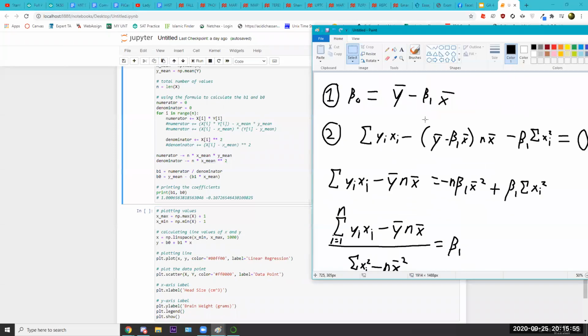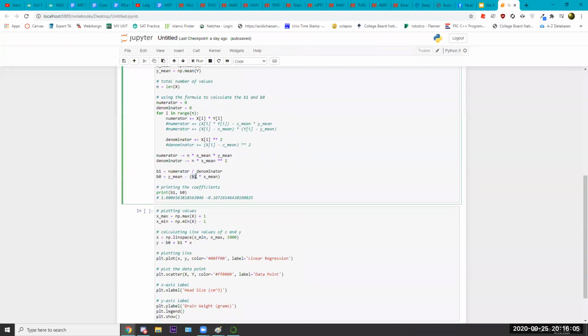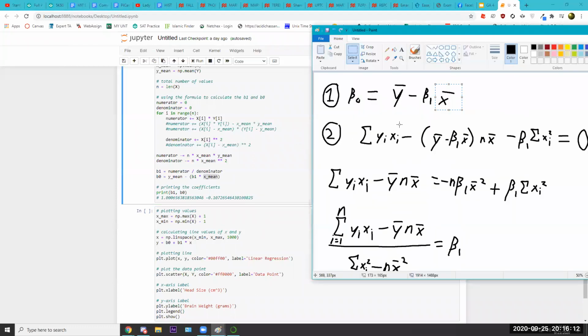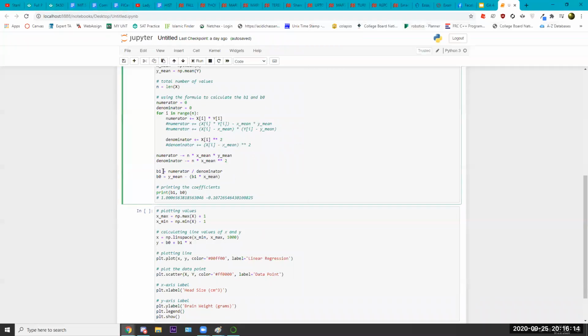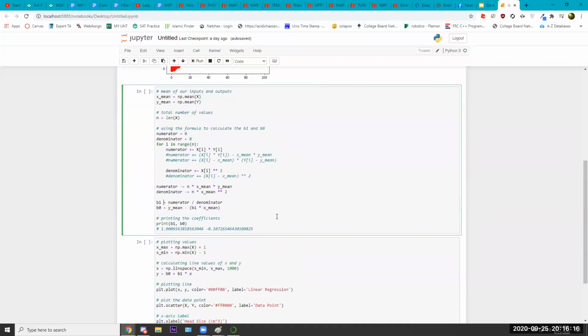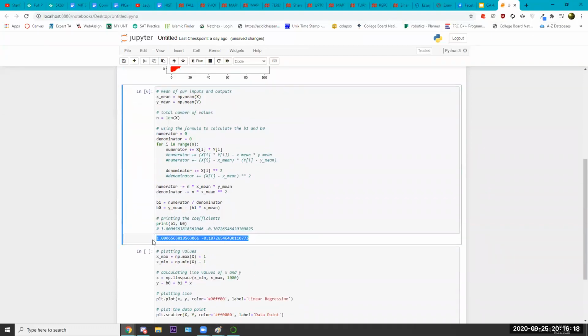And then our beta 0, we plug the beta 1 into this equation. So we have y bar, so y mean here, minus beta 1, which we calculated here, times x bar. And so we're calculating both the beta 1 and beta 0 values. And so this is what we get in the end.